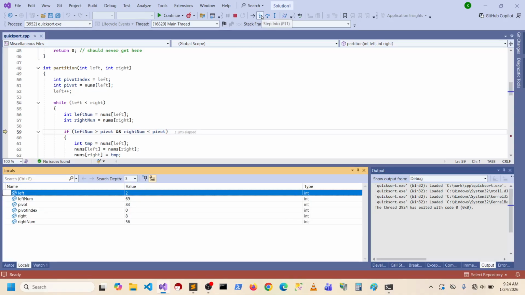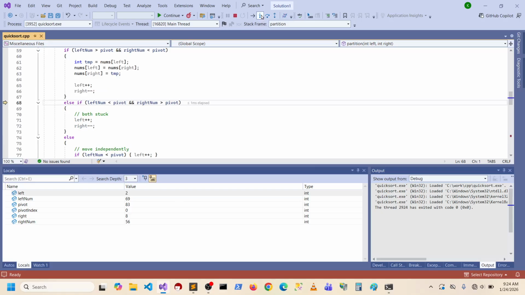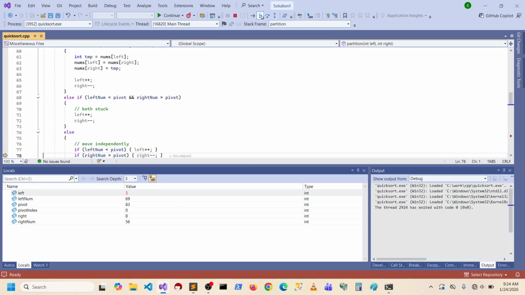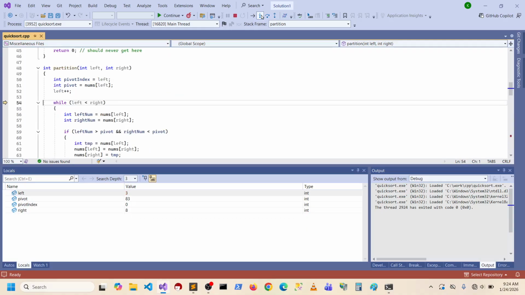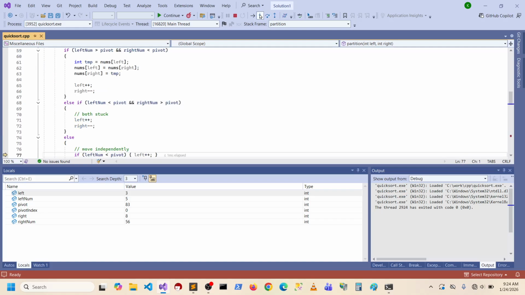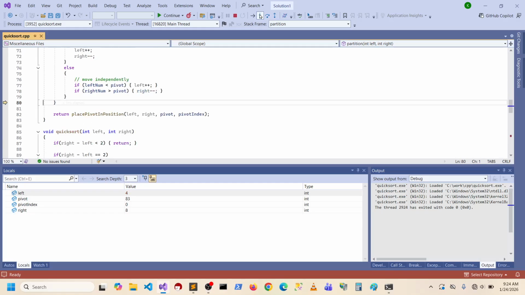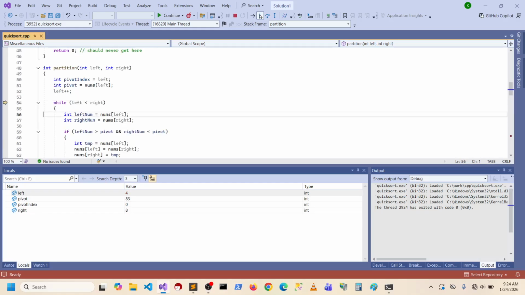So what do we got? 69 and 56. 56 needs to be swapped, but the left one doesn't. So we've got to go here. So the left will advance, but the right won't. So now we've got 5 and 56, same situation. Left advances, right does not. 61 and 56, same situation.